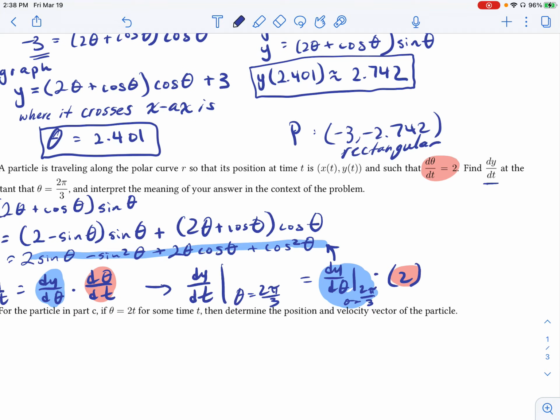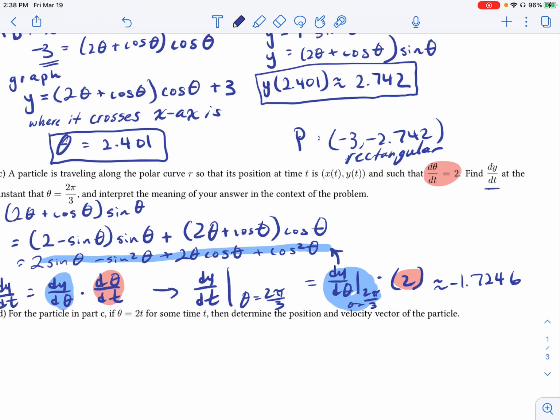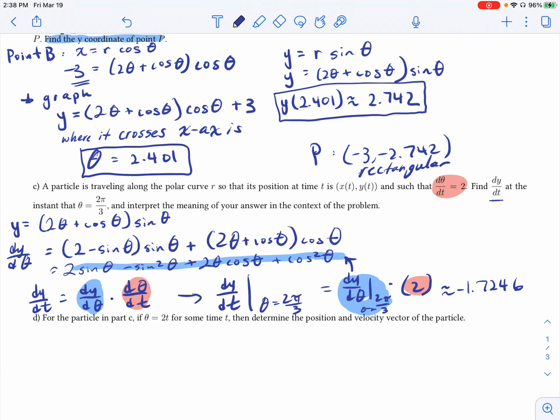And we should get approximately negative 1.7246. Okay. Now, what does this mean? What did we just find here? What we're saying is the following, and I'll just write it down here.